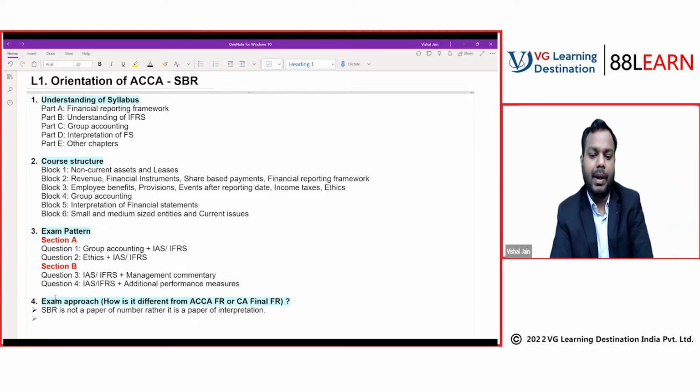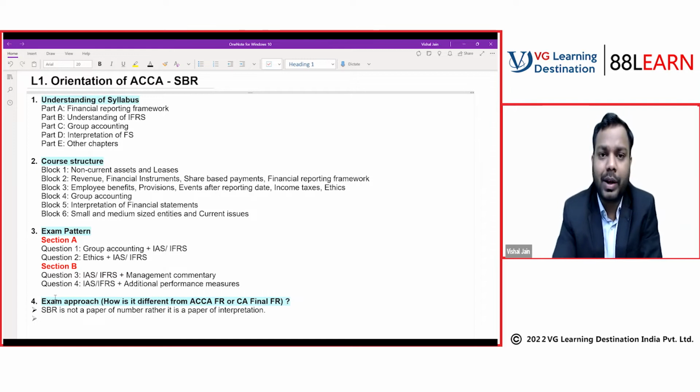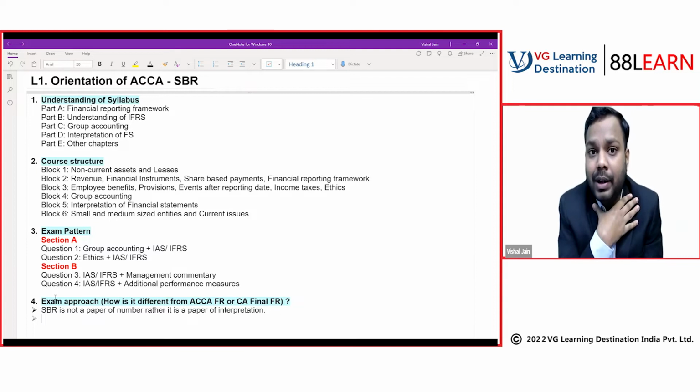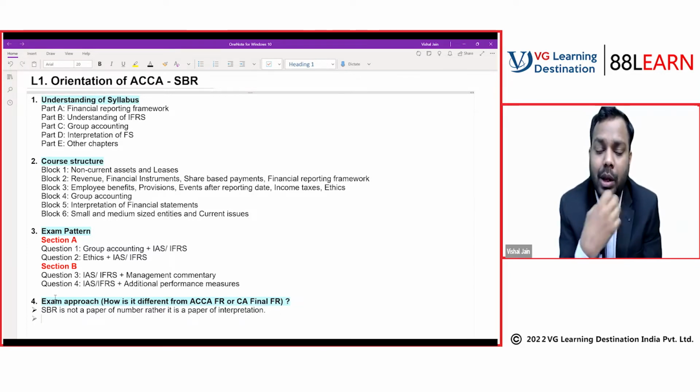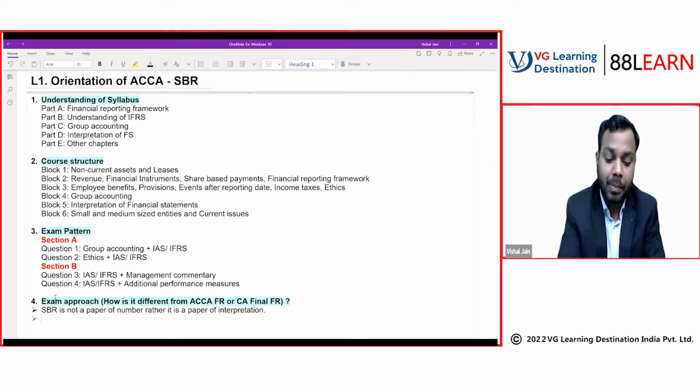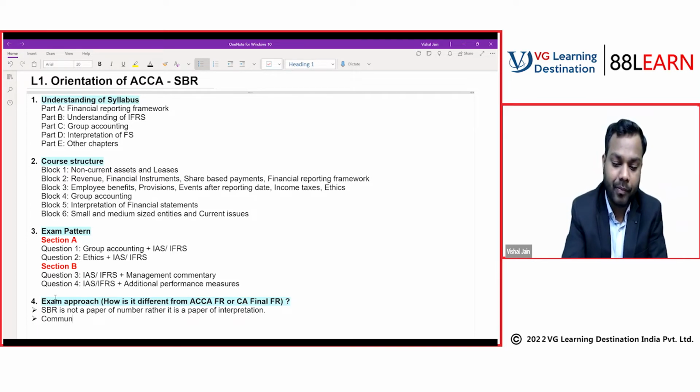Now, again, in ACCA financial reporting or CA financial reporting, you were just an accountant. In SBR, you are not an accountant, you are a consultant. You are giving advice to the board of directors. You are giving advice to the investors. Okay, communication to the board of directors, investors, etc.